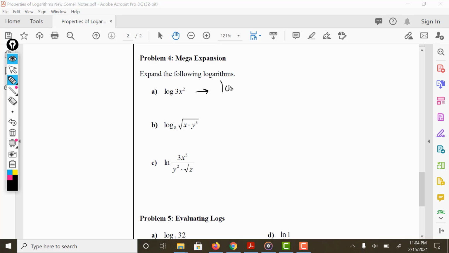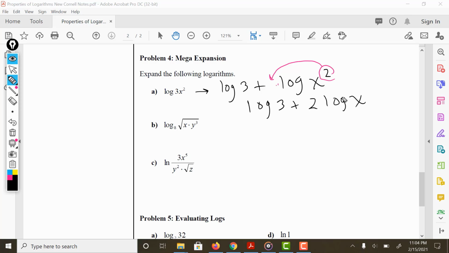So this ends up being log 3 plus log x squared. However, this 2 is going to go ahead and jump in front. We get log 3 plus 2 log x for part A. For part B, we need to recognize that this is a 1/2 power. And that means x to the 1/2 and y to the 3/2.